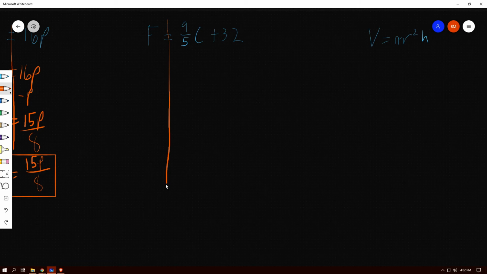And now we got to ask, what are we solving for? We're solving for c. What's on the same side as c? Well, the 9/5 and the 32. What's the furthest away from the c? Where we're going to say the 32 is. And what is it doing? It's adding. So we must subtract both sides by 32.